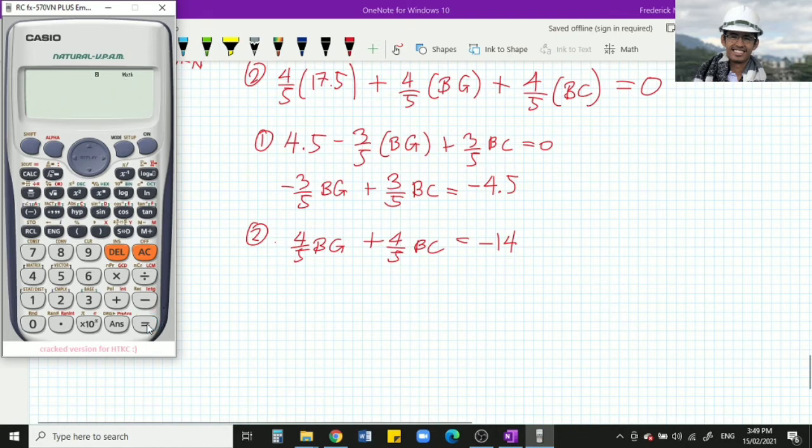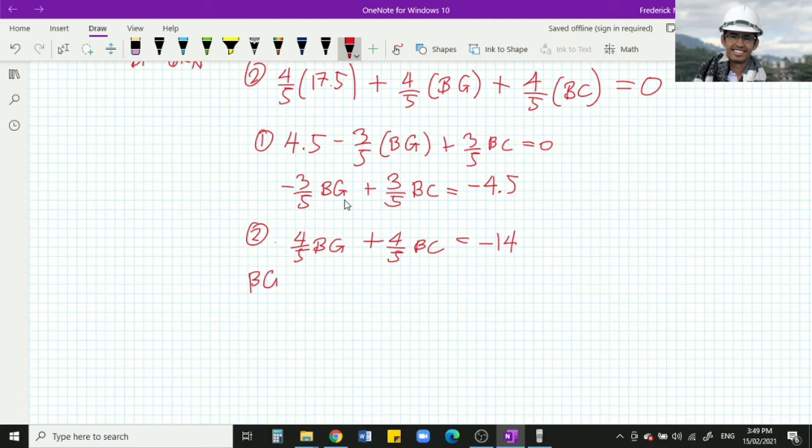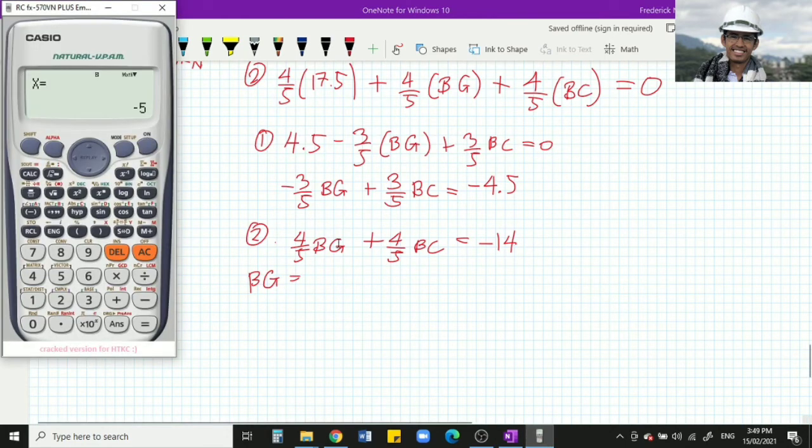So, press equal lang. So, makakuha na natin yung value ng X natin, yun yung nandito sa first column. So, that will be BG. So, yung BG natin is equal to, ano yung sagot doon? That is negative 5. So, negative 5 yung BG natin. And yung BC natin is negative 12.5. So, parehas silang negative. So, they are same na compression sila.